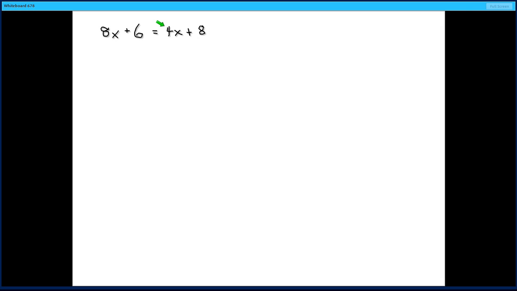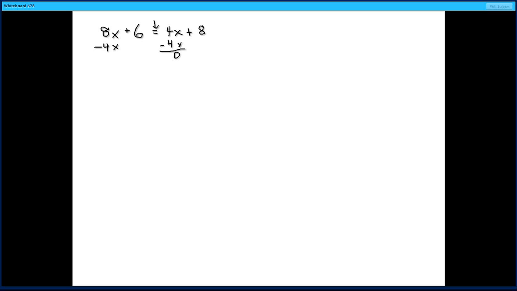So if we have a positive 4x, in order to make it 0, what we'll do is we subtract 4x. Minus 4x. So 4x minus 4x is 0. So now we have made that variable on the right side disappear. However, because this is an equation, we need to also do the same thing on the other side in order for this equation to still be true.